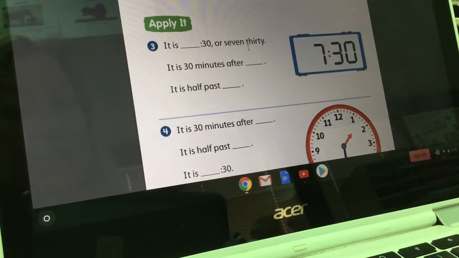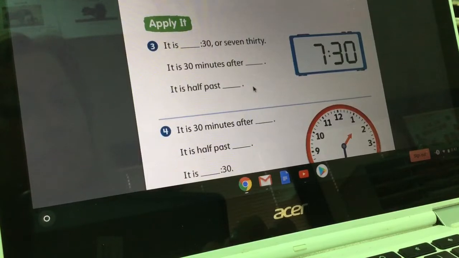All right, again, the answer is kind of right here for us. What's missing from this line, everyone? The number 7. It is 7:30. Let's write 7. It is 30 minutes after. Well, 30 minutes has passed since what hour? Again, 7. Go ahead and write 7 on the line.